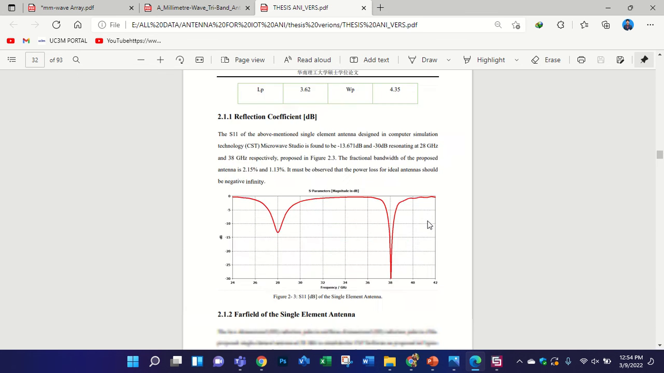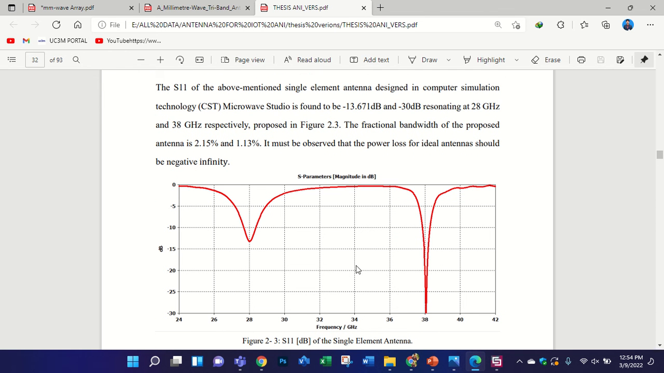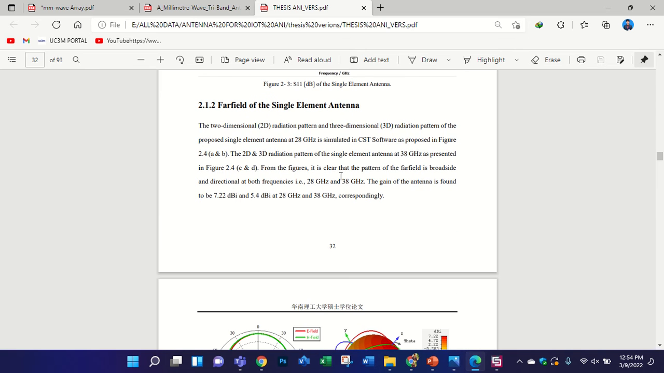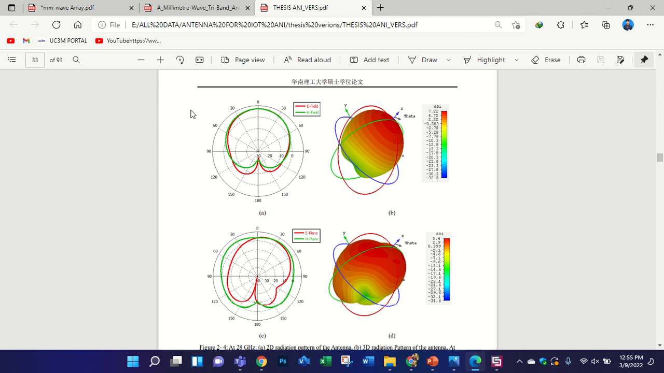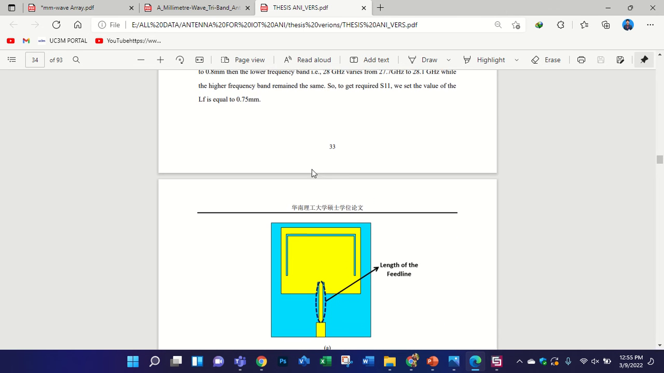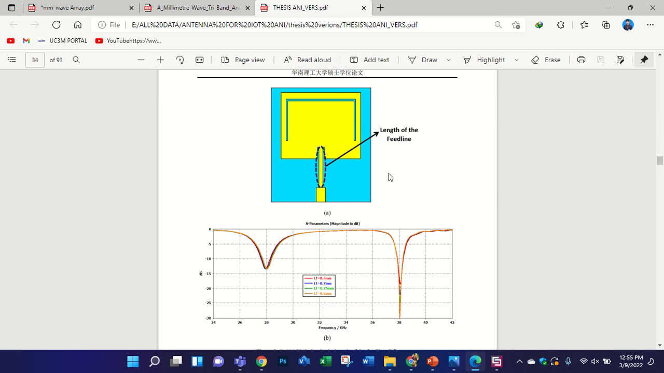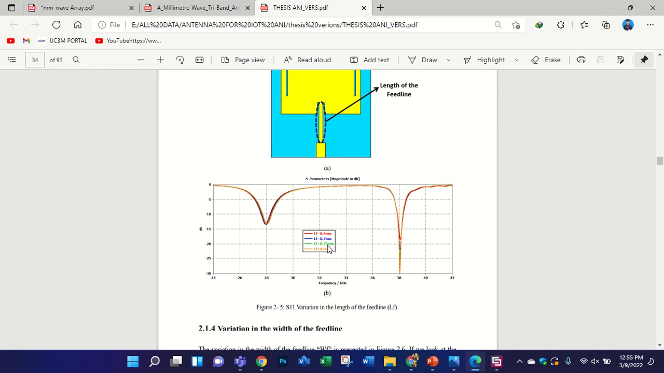This is a dual band antenna. You can see here it is operating at 28 and 38 gigahertz, millimeter wave band. You already know the size, and the gain is up to 7.22 dBi. It shows a broadside directional radiation pattern. To check the change in the results, the length of the feed line is varied. You see there is no big difference, but there is a very minor change.